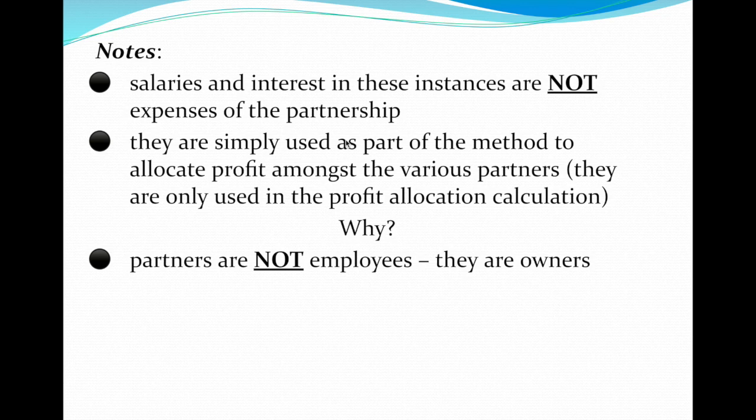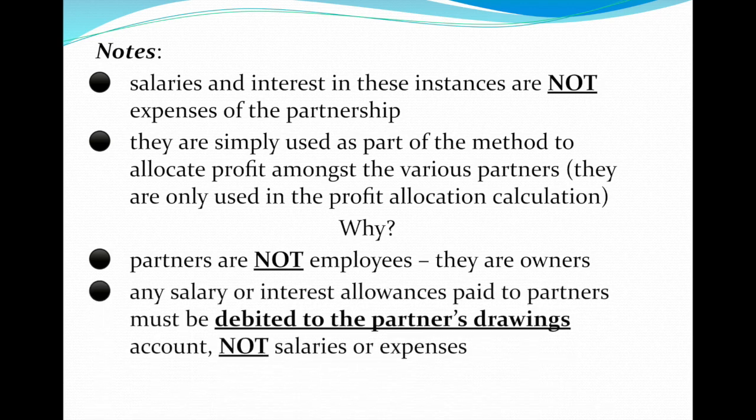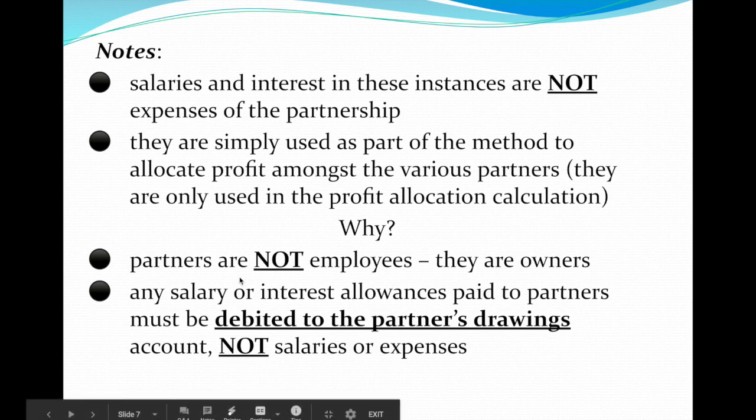And in this case, they are and they aren't. Like, the end result is that they are, but they're not actually, from an accounting point of view, cutting themselves a salary. This is used to help divvy up the profits, but under the salaries payable, for example, there wouldn't be the names of the three owners, if you know what I'm saying. Oh, and salary interest allowances paid to partners must be debited to the partners' drawings. So this all goes under partners' drawings, not salaries or expenses.